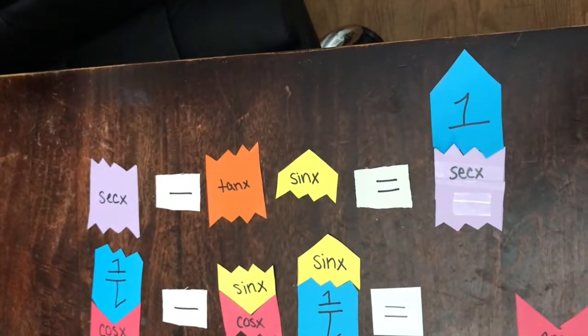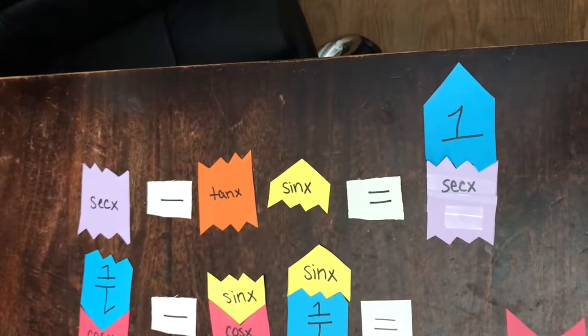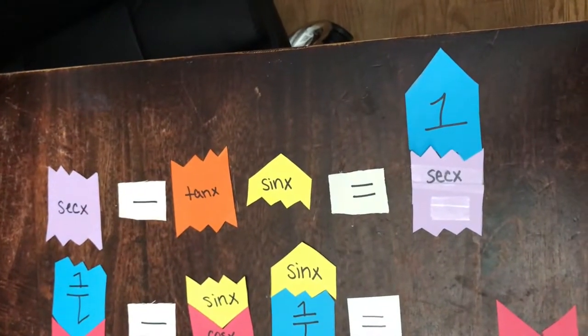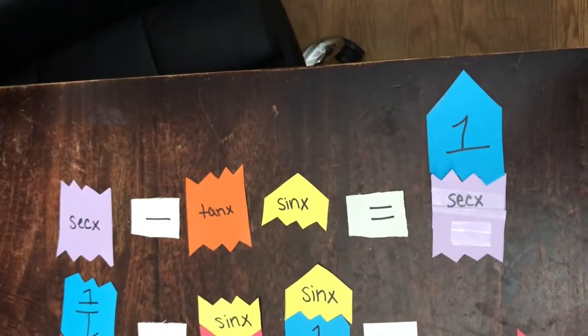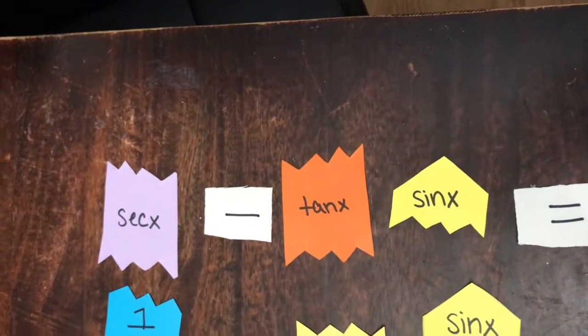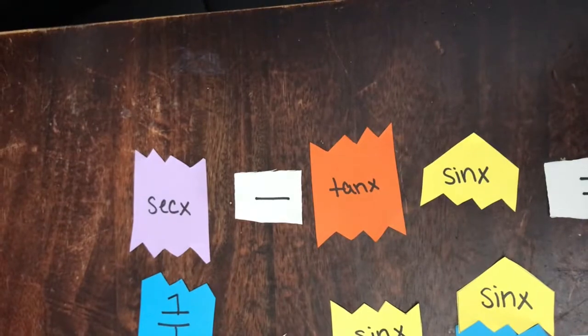Today we're going to be using our manipulatives to solve the trig identity secant of x minus tangent of x times sine of x equals 1 over secant of x. We're obviously going to be starting on the left side because it is the more complicated side, and we're going to be changing everything into sines and cosines.